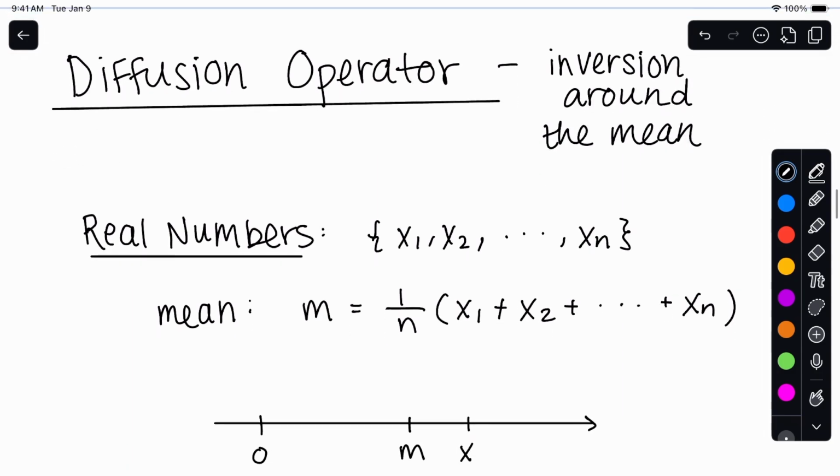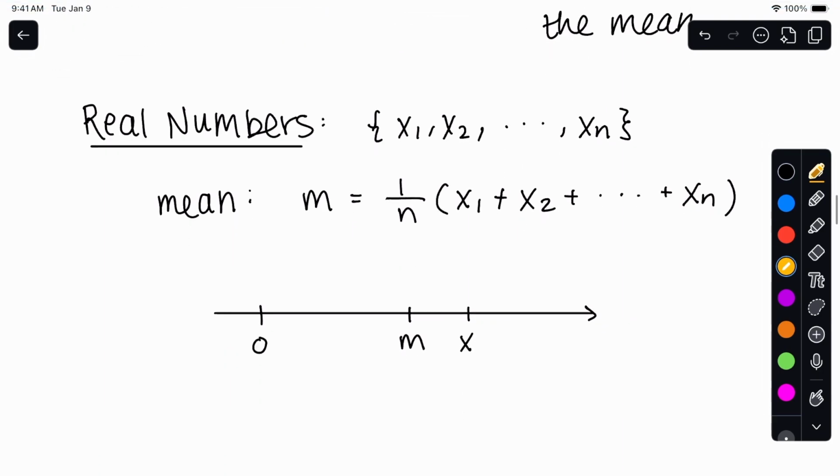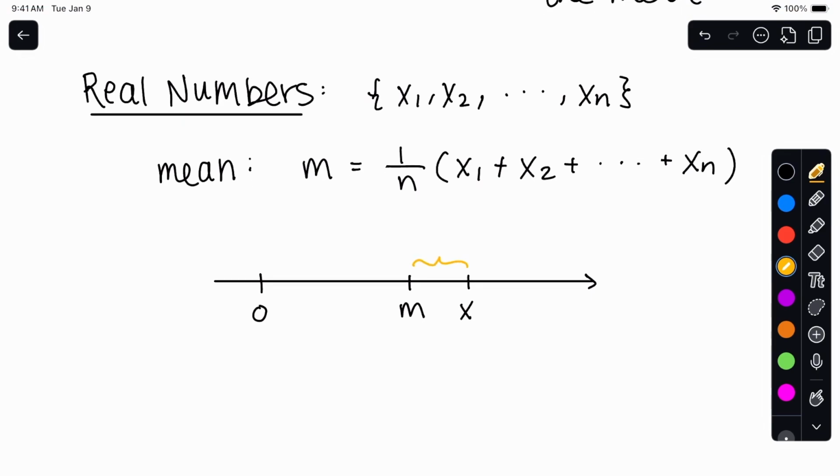And just to get a sense of this with real numbers, if you had some collection of numbers x1 through xn, you could find the mean, which is just the average of all of them. And then if we were to look on a number line, the mean is going to be some distance away from your number of choice, which we'll call x. And then we want to know what we get when we invert around the mean. And that would be also equidistant.